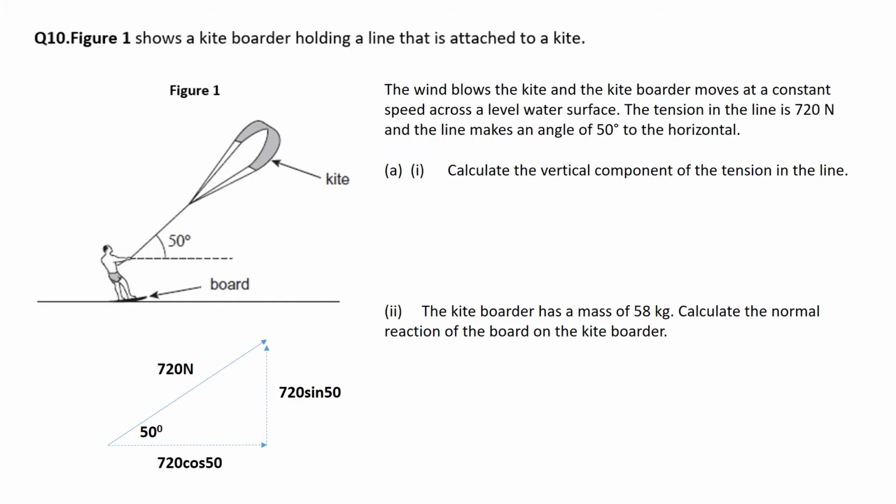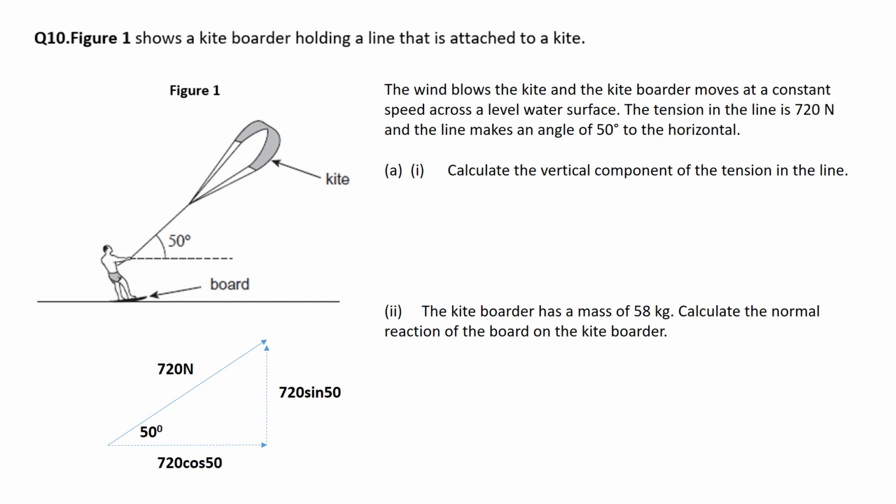Okay, so moving on to question 10, we're going to look at kiteboarding, which is where we use a sail type device to go at high speed across water, usually, or you can do it on land too. So we've got wind blowing the kite, and the kiteboarder moves at constant speed across a level water surface. So it's traveling horizontally, and the tension is 720 newtons, but it's at 50 degrees to the horizontal. Now we want to calculate the vertical component of tension, which we're going to use in the next question.